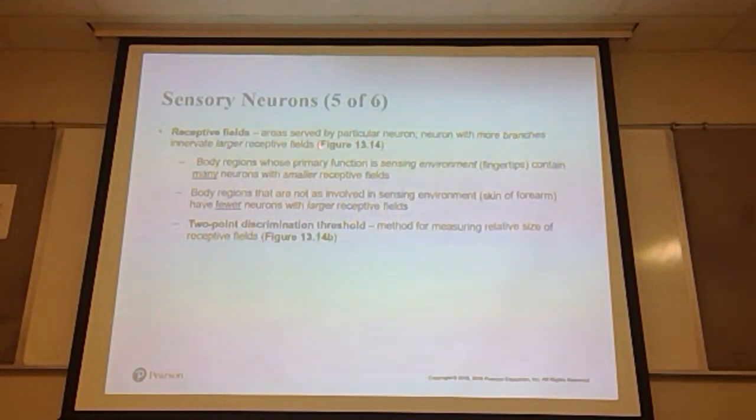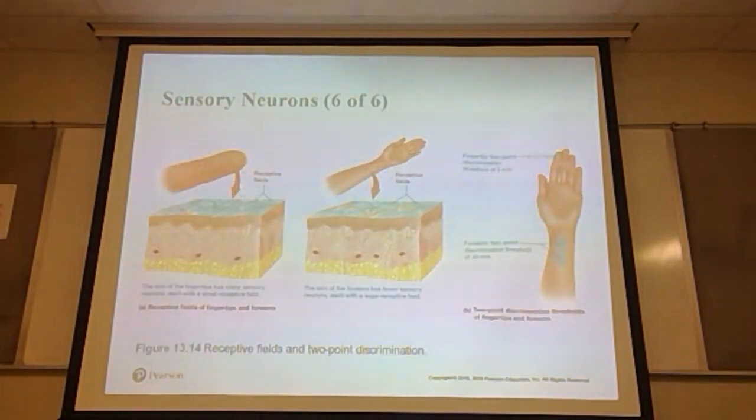Receptive fields are the areas served by a particular neuron. Neurons with more branches innervate larger receptive fields. Body regions whose primary function is sensing the environment, such as our fingertips, contain many neurons with small receptive fields. Those body regions that are not as involved in sensing the environment, again, the skin of your forearm, for instance, have fewer neurons with larger receptive fields. A two-point discrimination threshold is a method for measuring the relative size of receptive fields.